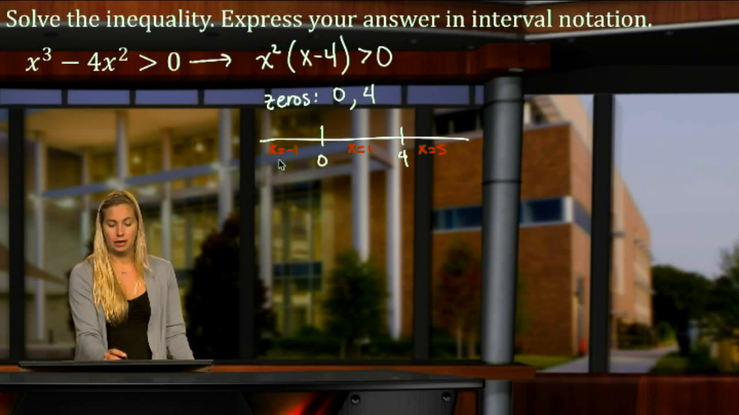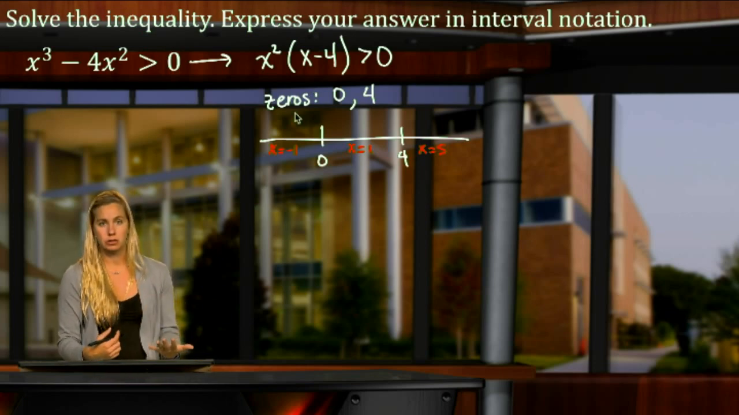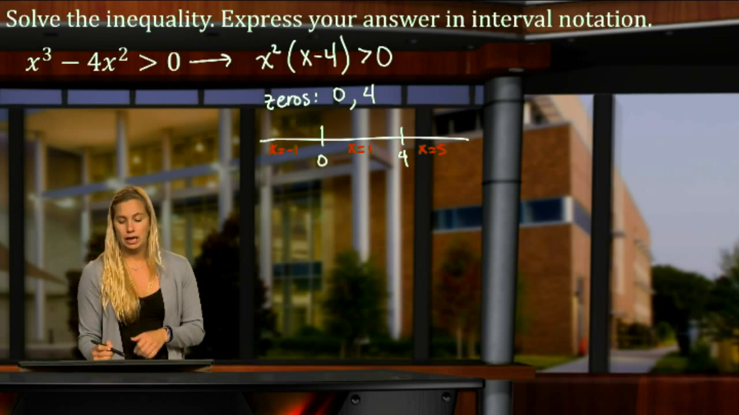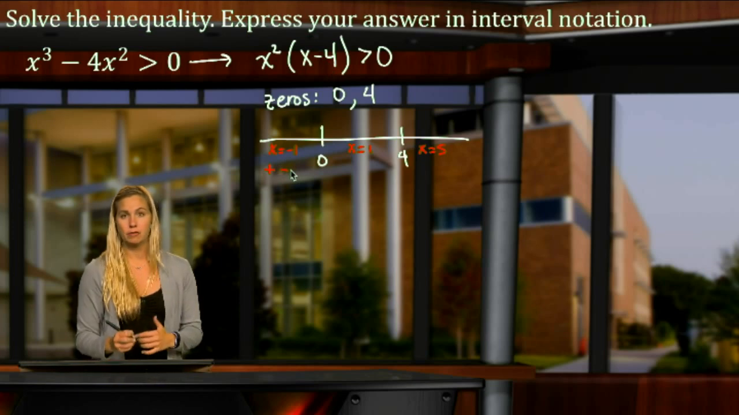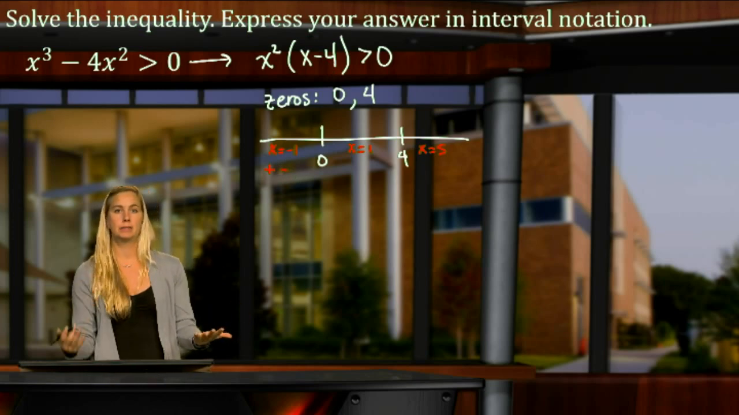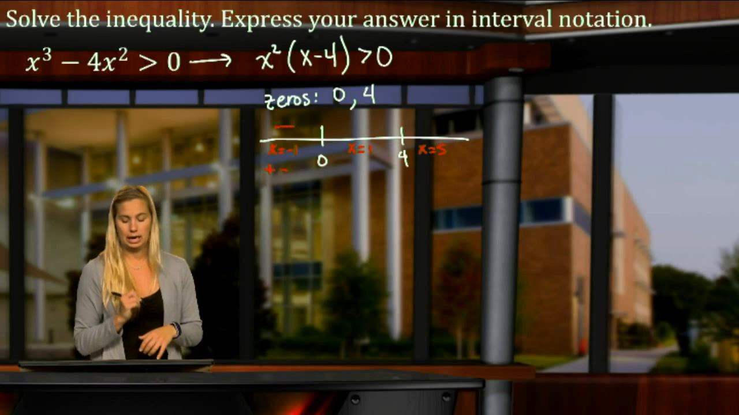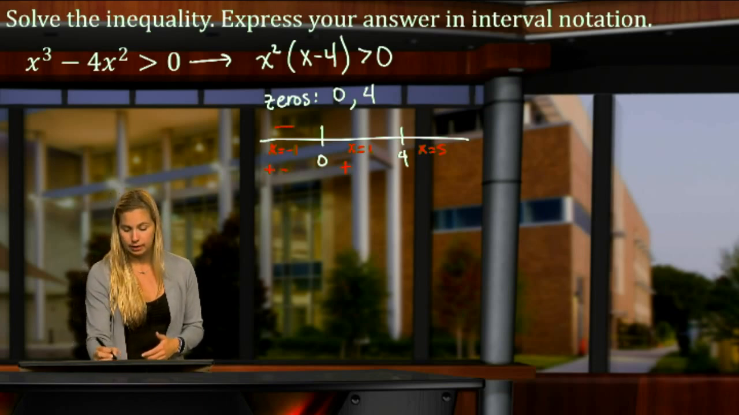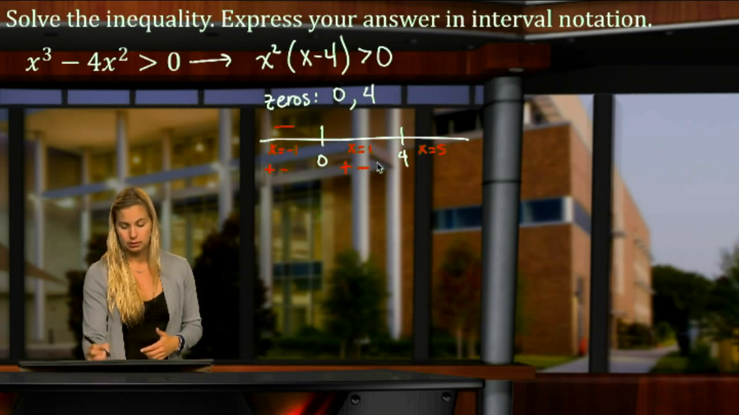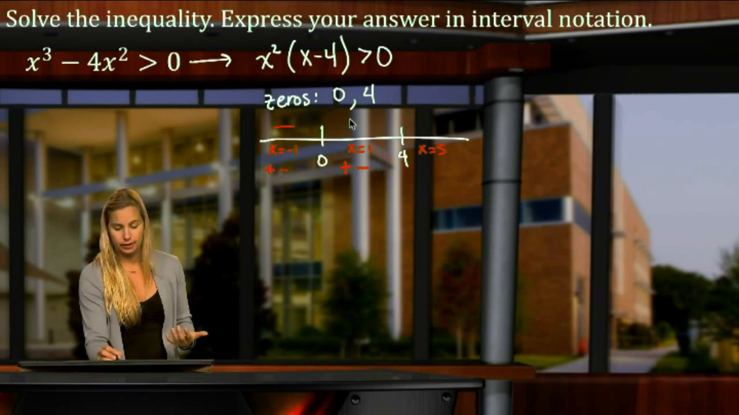So I'm going to take negative 1 and I'm going to plug it into my factored version to find the sign. Since all we're looking for is the sign, we don't really need to worry about the magnitude. If I plug in negative 1 to x squared, it's going to be positive. Negative 1 minus 4 is negative. So I'm multiplying a positive number times a negative number. That's going to be negative. When I plug in x equals 1, 1 squared is positive. 1 minus 4 is negative. The product of a positive and a negative is negative.